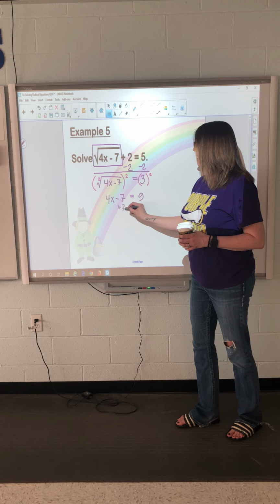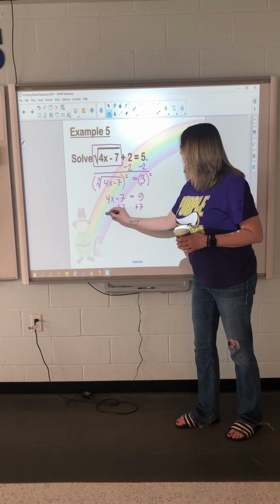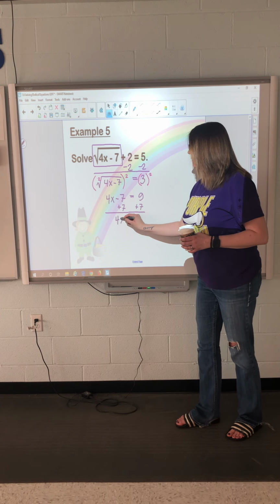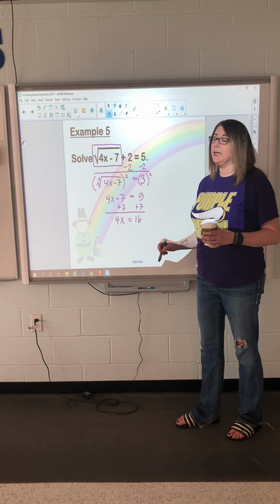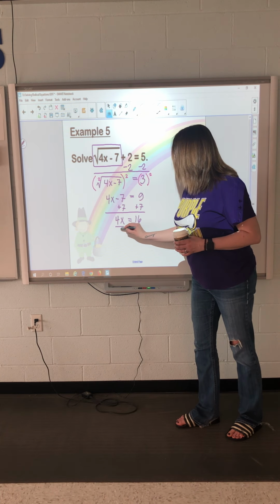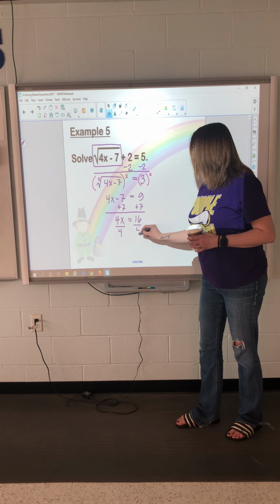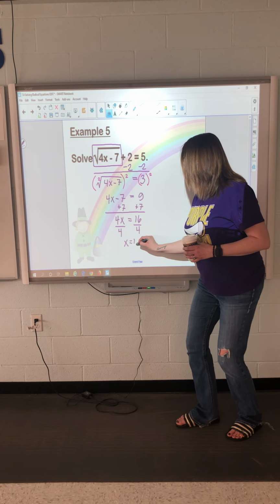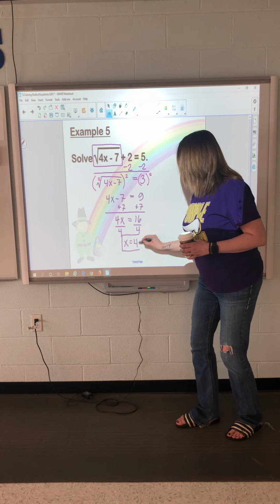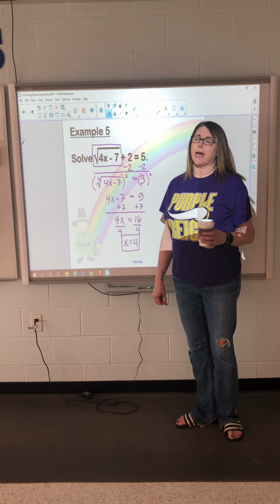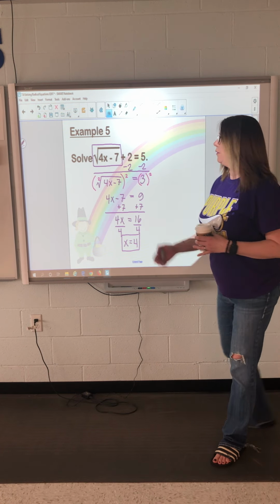So we're going to add 7, which now gives us 4x equals 16. And we see multiplication. So we're going to do the opposite. We're going to divide both sides by 4. And our final answer is going to be 4. So again, you just want to isolate the radical and then go from there.